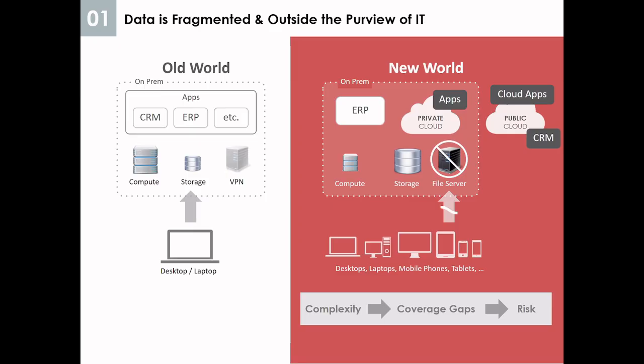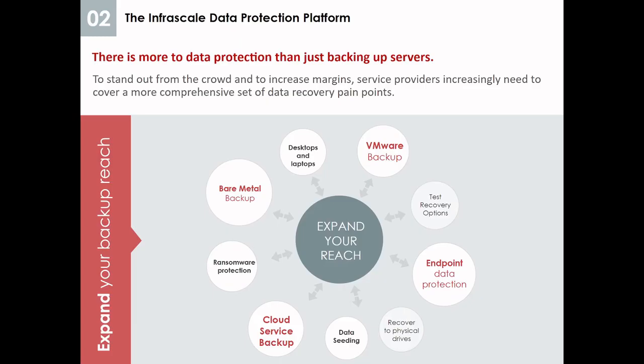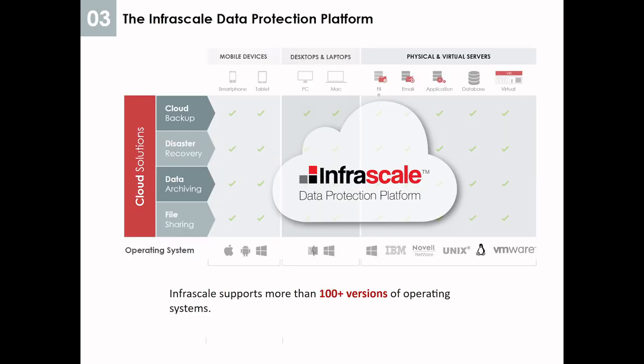With this change, there is an increase in the amount of coverage gaps needed in order to properly protect your organization. Previously, when it used to be fine to just back up a singular server, there are now a more comprehensive set of pain points when it comes to data recovery. With all of these changes, Infrascale has expanded itself as a data protection platform that can cover cloud backup, disaster recovery, data archiving, and file sharing for a whole breadth of devices.